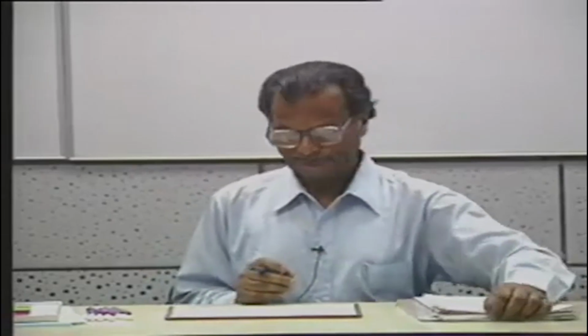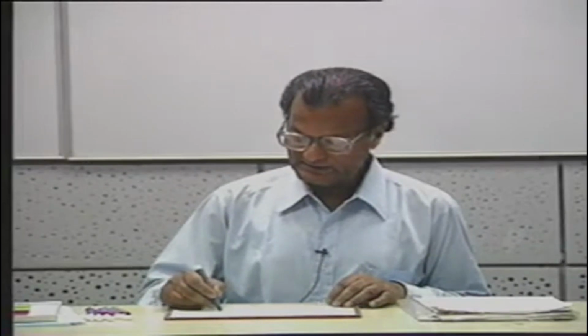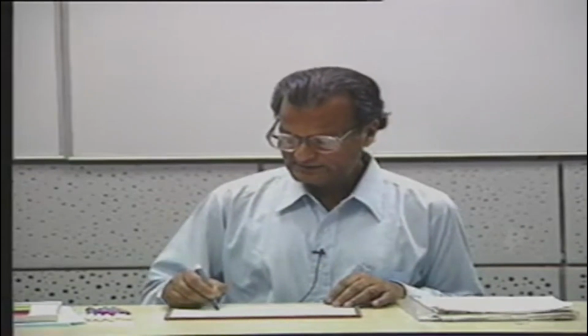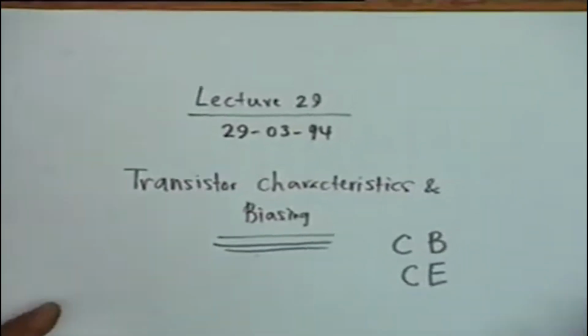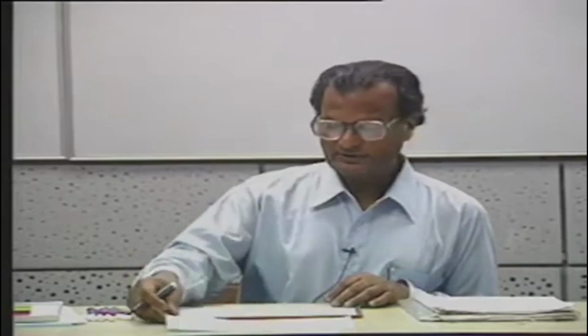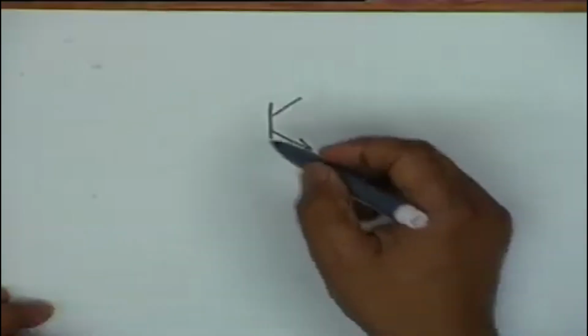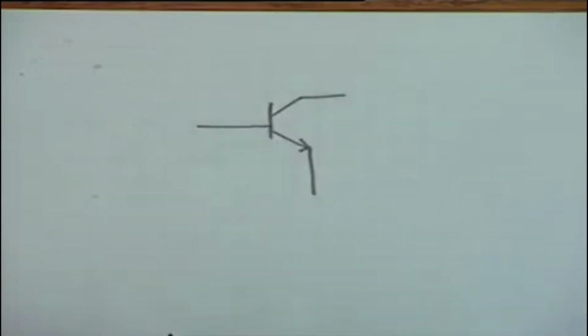This is the 29th lecture, and the topic for today is transistor characteristics and biasing. We have already seen the transistor characteristics under the common base connection. We had also briefly discussed the common emitter connection, which we would like to expand on today. In the common emitter connection, it is the emitter terminal which is common between the input and the output.